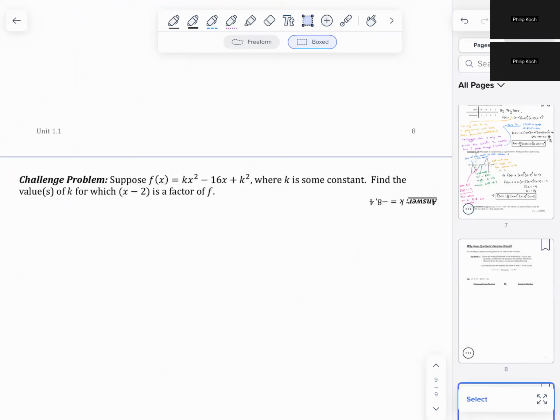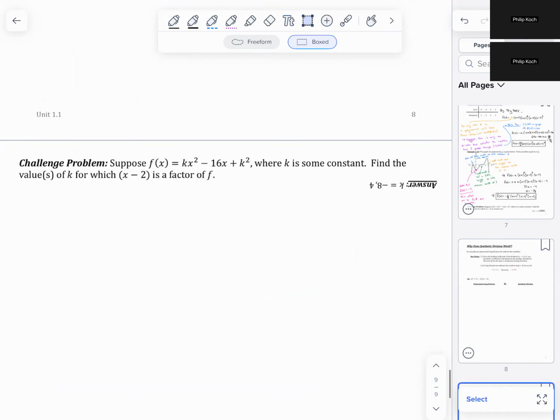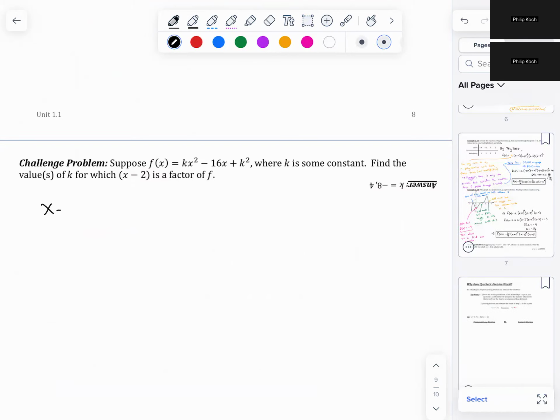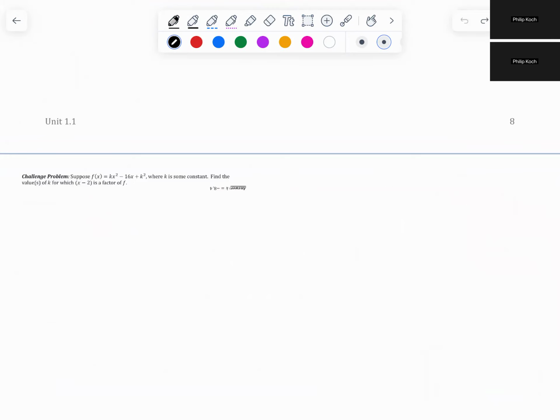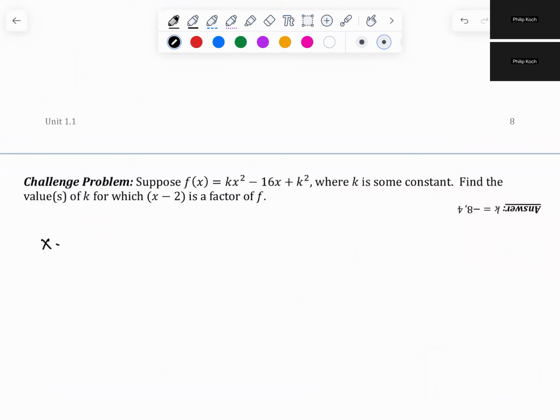And it says, find the values for which x minus 2 is a factor of f. And my recommendation all the time with you guys, and I hope it's sticking at this point, is if you don't know where to go, say what you do know. So x minus 2, zoom back in. What could we say if we know that x minus 2 is a factor of f? There are many things we could say.